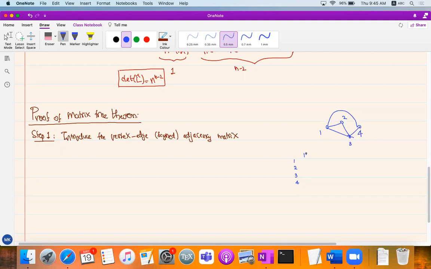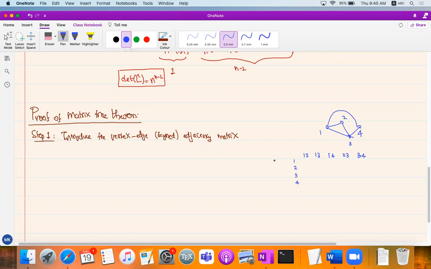You can write them in any order you like. Just to keep my bookkeeping clear, I will write them in lexicographic order. 1, 2 is an edge, 1, 3 is an edge, 1, 4 is also an edge. Then 2, 3 is an edge. 2, 4, sorry, 2, 4 is not an edge. 3, 4 is an edge. Okay, so there are 4 vertices and 5 edges.